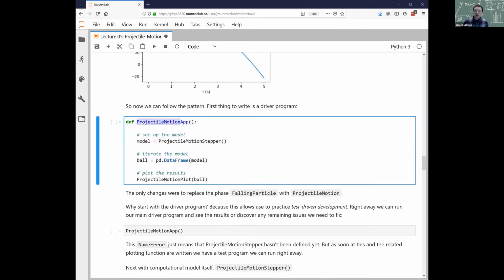So let's introduce some new names. Let's label this thing so I can be very clear what the projectile motion is, and I'll call it a projectile motion stepper and a projectile motion plot so I can make that work.